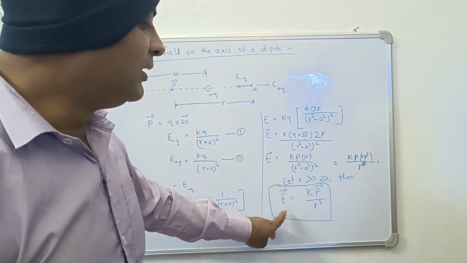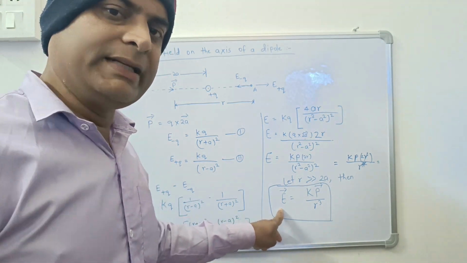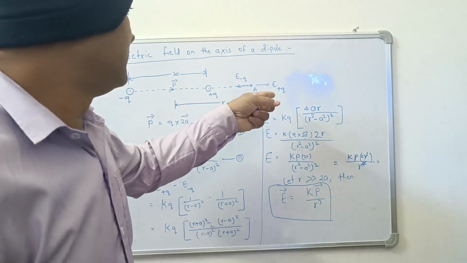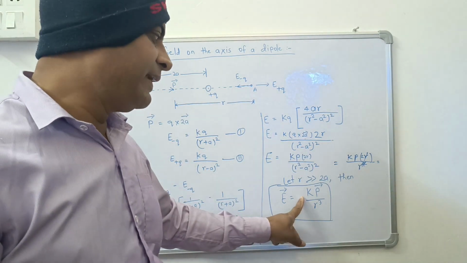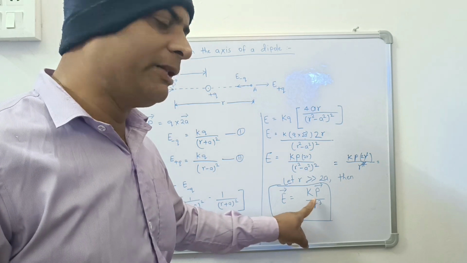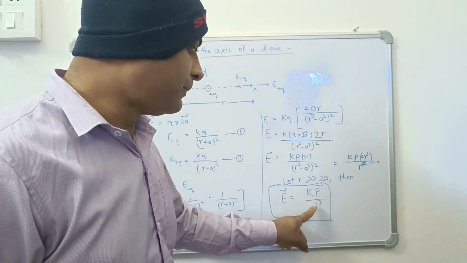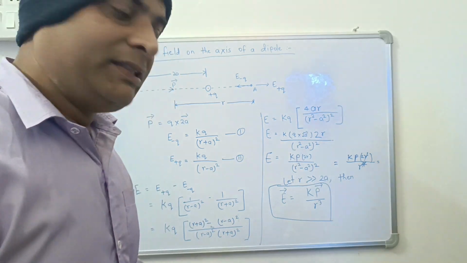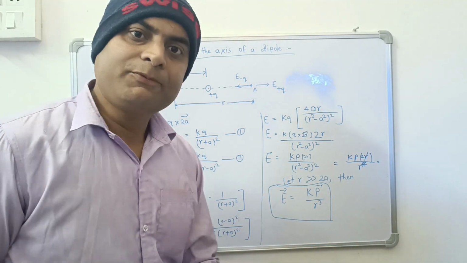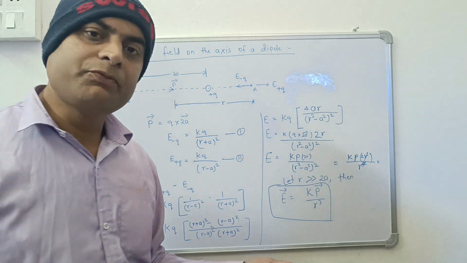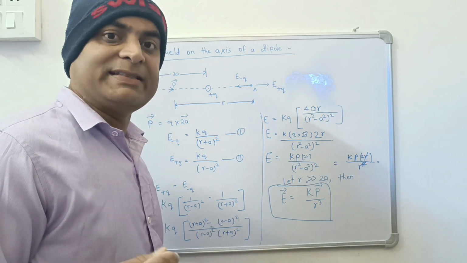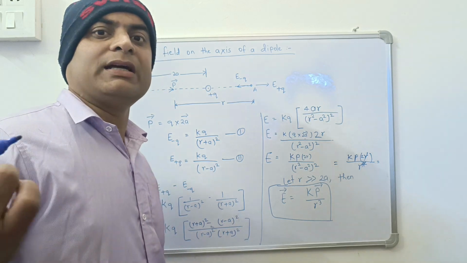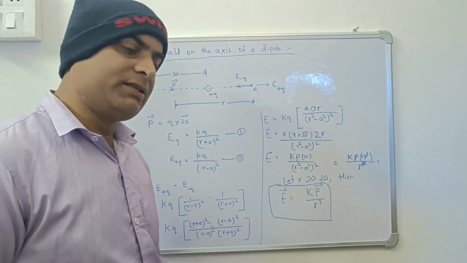So the electric field at point A due to this dipole is k, the constant, multiplied by the electric dipole moment p upon r cubed. This is the magnitude. Since electric field is a vector quantity, we also have to find its direction. So how will we find the direction of this field?